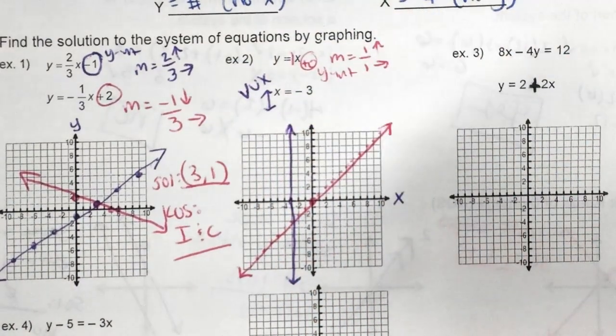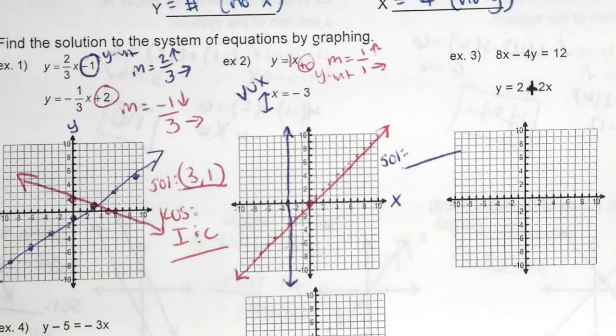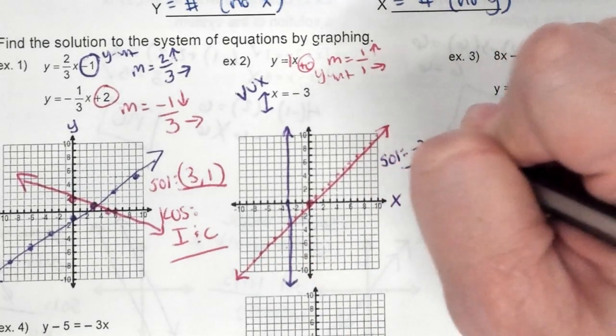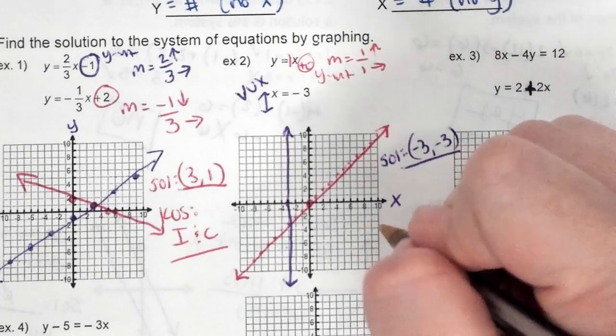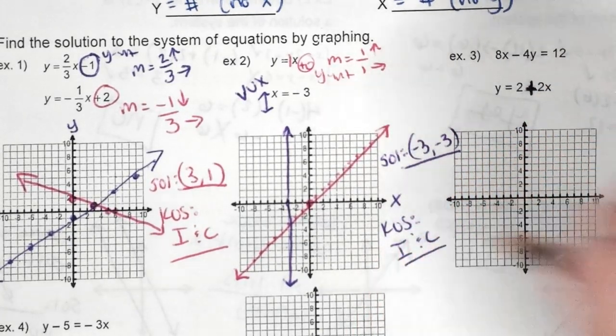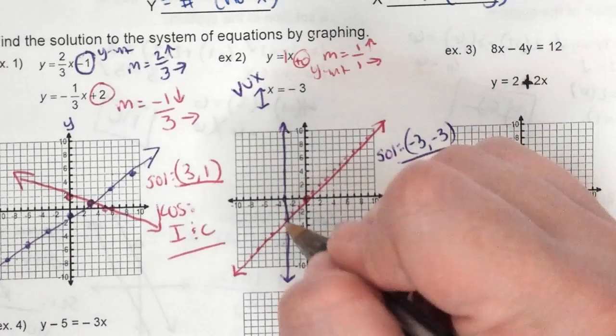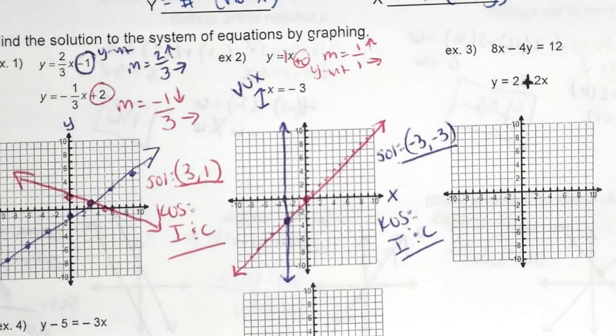I know mine is perfect. That was a joke. Where do they touch? -3. And my kind of system, again, is independent and consistent. When is it independent and consistent? Anytime there's one solution. And here is my solution. Got it.